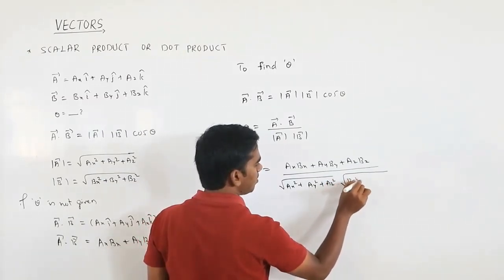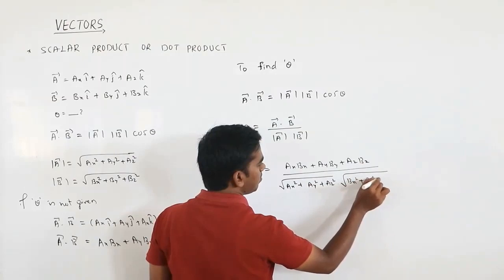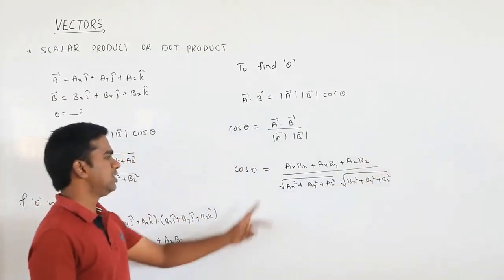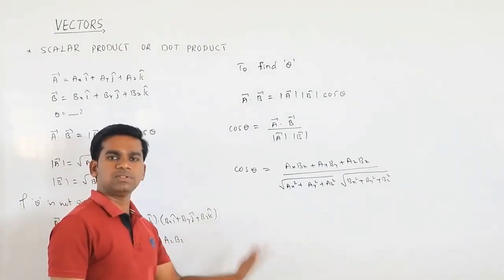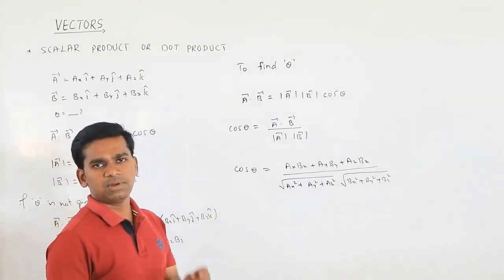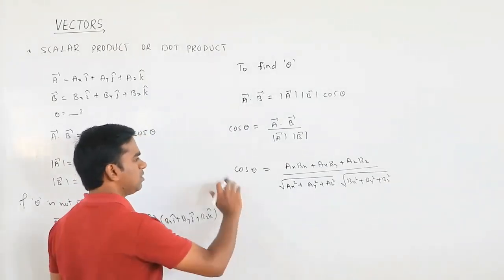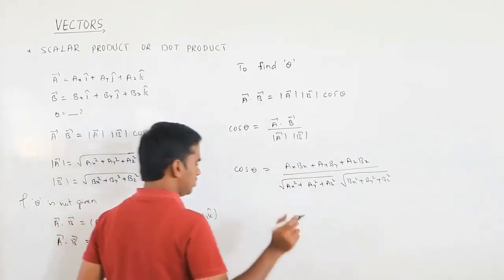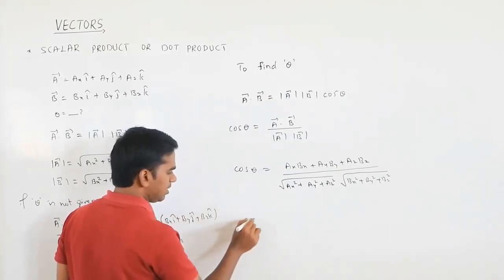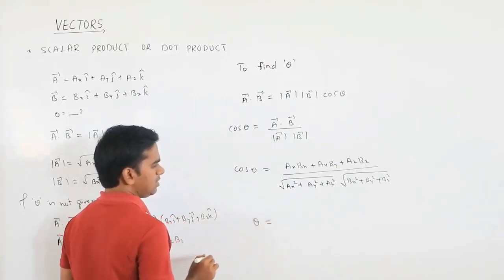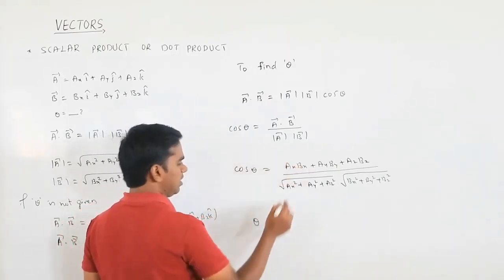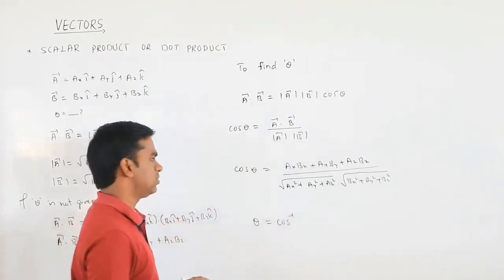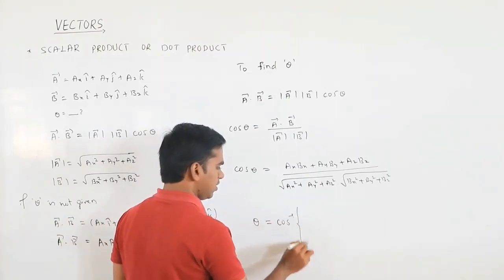So BX square plus BY square plus BZ square. Okay. So this is what is going to give you cos of theta. But what you want is theta only. So take cos inverse on that side. You must have studied that in your mathematics. So angle theta equals, cos will become cos inverse. So cos inverse of, so what is this?